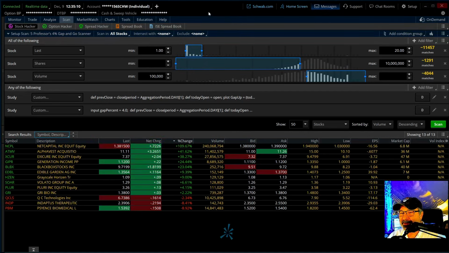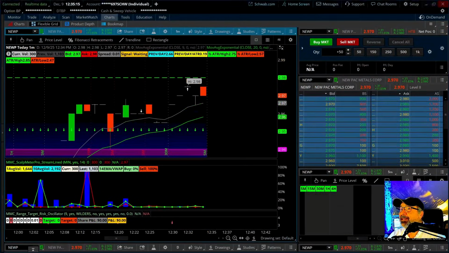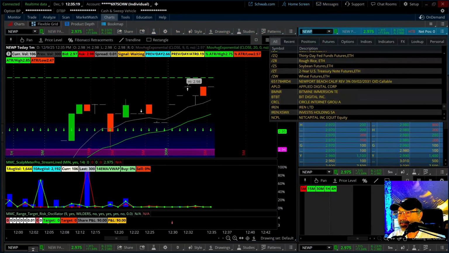So let's check out some of these. These have got coding in it. That's why it works. You can't build this on Thinkorswim without doing this, and they won't even know what to tell you to do. So NCPL. Now again, this happened already.